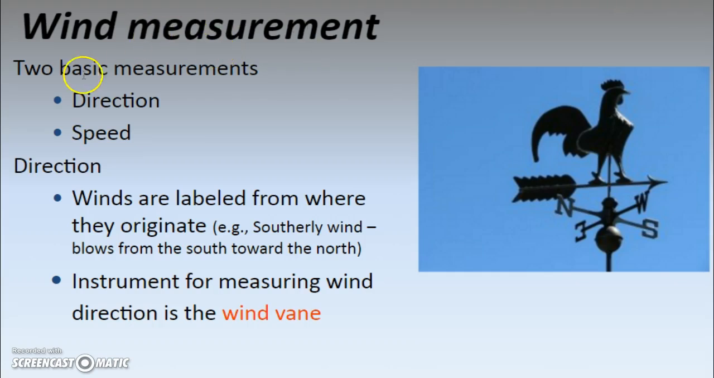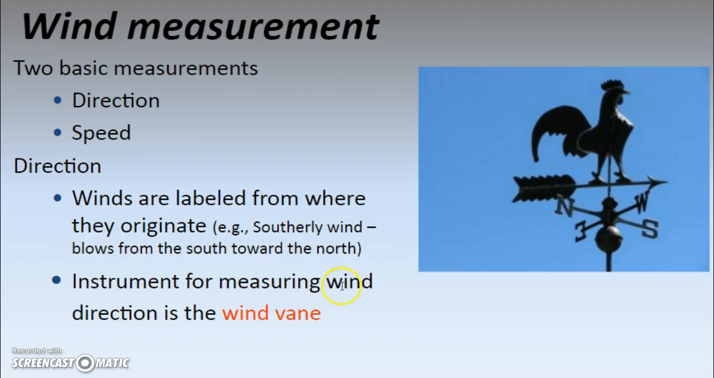So wind measurement. There are two different types of measurement. Let's not overthink this. We've got direction and we have speed. For direction, the winds are generally labeled from where they originate. A southerly wind blows from the south toward the north. Don't overthink that. Southerly winds are going to bring warmer conditions. Northerly winds are going to bring generally cooler conditions. Think of where the air comes from. It's going to give us an indication as to what can take place in general.